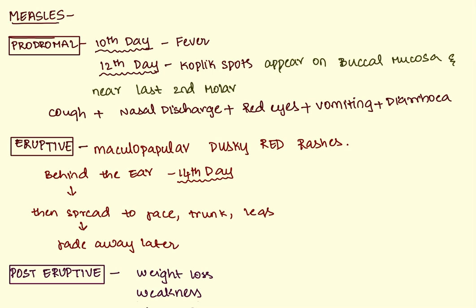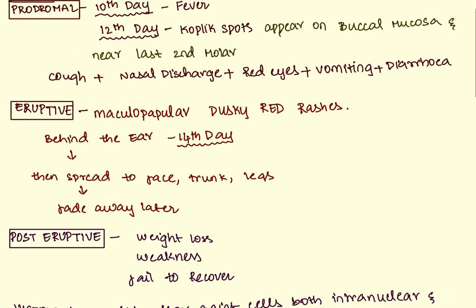In the eruptive phase, you have the eruption of different rashes. There will be maculopapular, dusky red colored rashes. First it starts behind the ear on the 14th day. Next day it spreads to the face, trunk, legs, everywhere, and after some time it fades away, leaving some spots behind. This is the post-measles phase. So what happens here? There will be weight loss, weakness, and if the person fails to recover because of low immunity, you can see this weakness, etc.